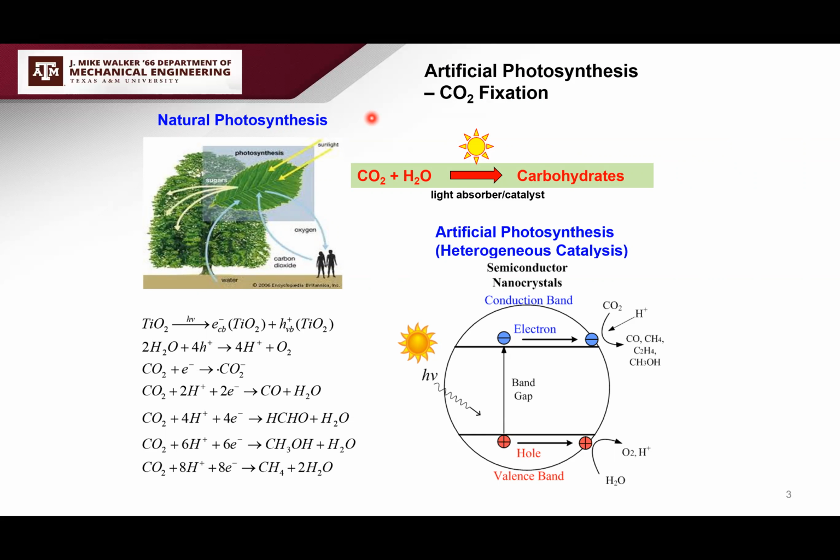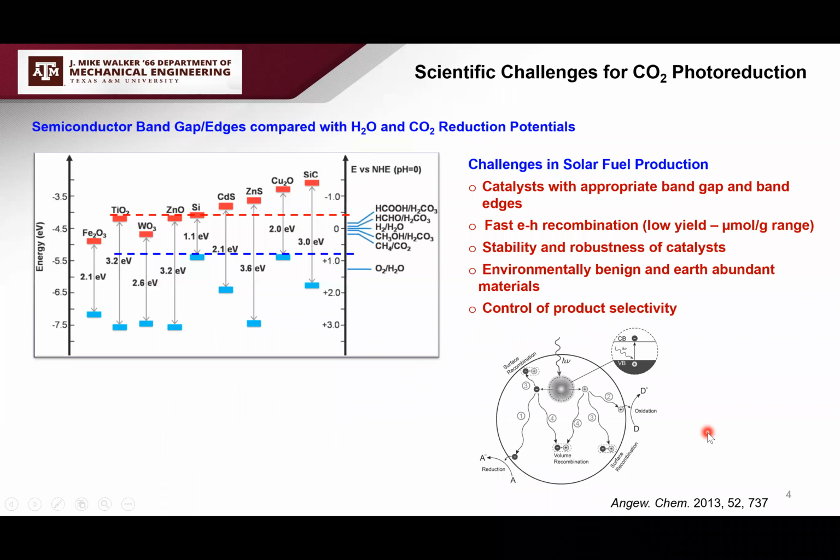For example, using heterogeneous catalysis with semiconductor nanocrystals like TiO2. Under photoillumination, if the TiO2 absorbs photon energy greater than its band gap, then electron-hole pairs will be produced, and electrons go and reduce water into hydrogen, or if there's CO2, it can reduce CO2 into various products. Meanwhile, the holes can oxidize water into oxygen. It sounds like a very appealing idea.